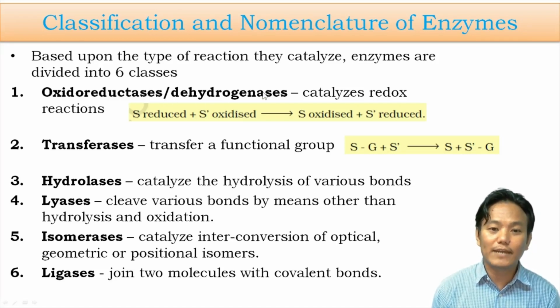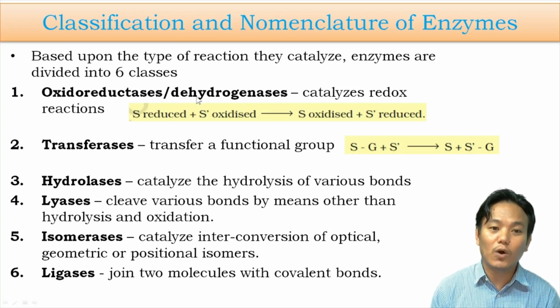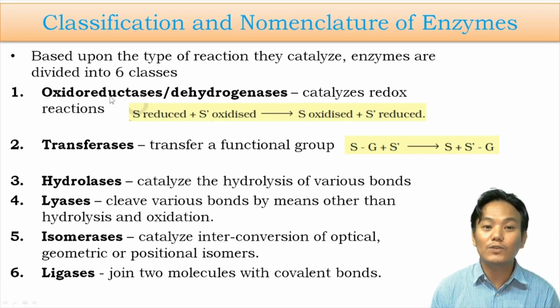Oxidoreductases or dehydrogenases, they are the enzymes which catalyze redox reactions. Redox reaction catalyzing enzymes are called oxidoreductases or dehydrogenases. For example, one substrate is reduced and the other substrate S dash is oxidized, and the enzyme acts on both. The one that is reduced, the other is oxidized, and the one that is oxidized, the other is reduced. Enzymes that catalyze such reactions are called oxidoreductases or dehydrogenases.